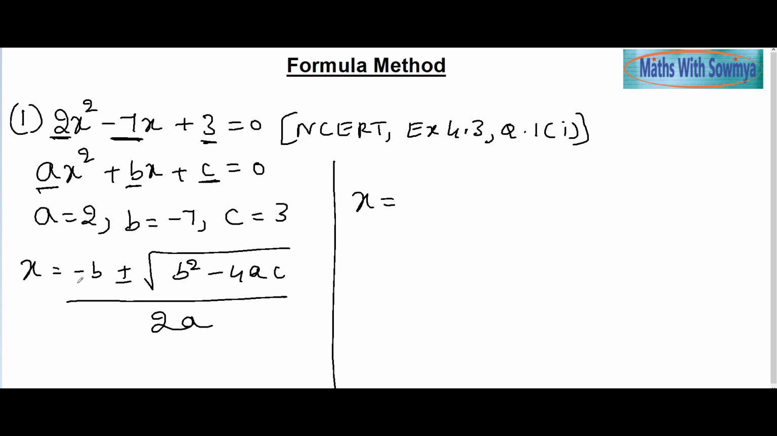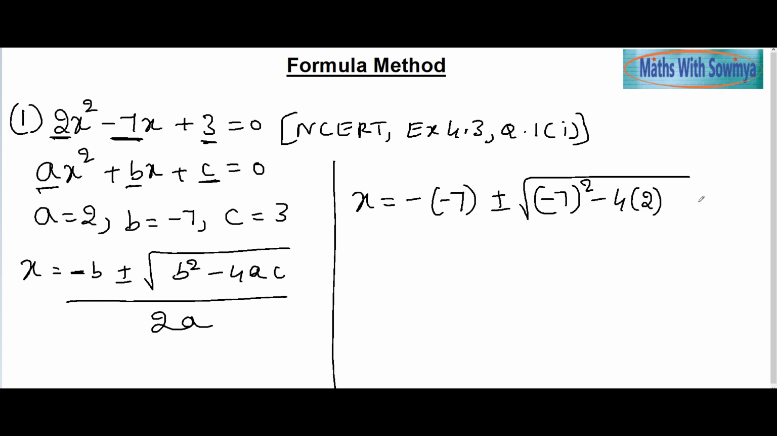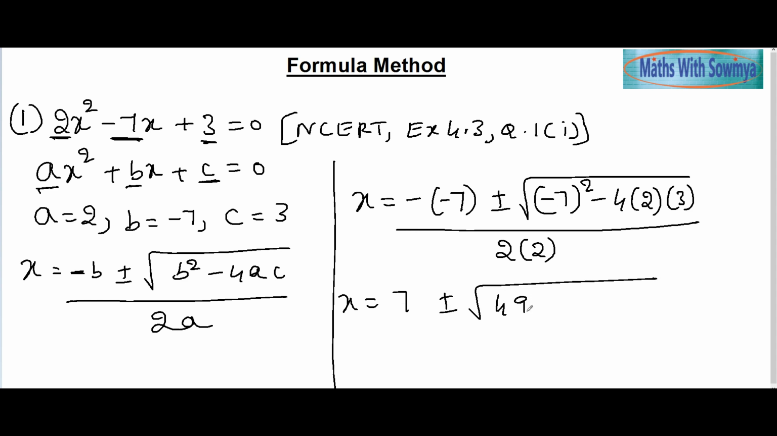Just substitute the values. This negative, don't forget, don't take directly minus 7. This is minus of minus 7. So that is the formula having the negative, and this is the negative sign of the b here. b square is minus 7 square, minus 4 into a into c, divided by 2a. a is 2, and x is minus into minus plus 7 plus or minus, 7 square is 49 minus 4 into 2 into 3, it is 24, divided by 4.